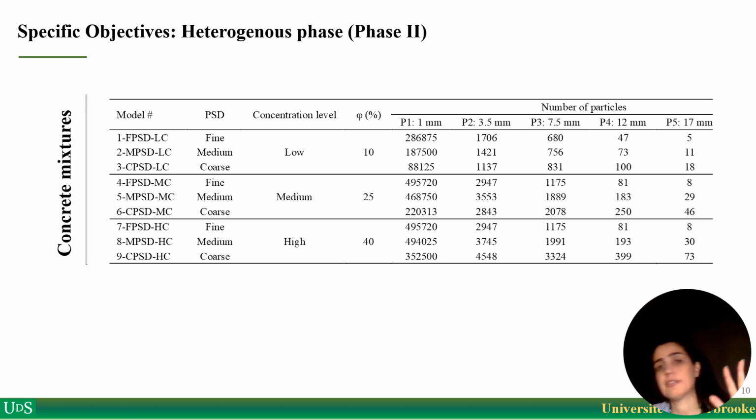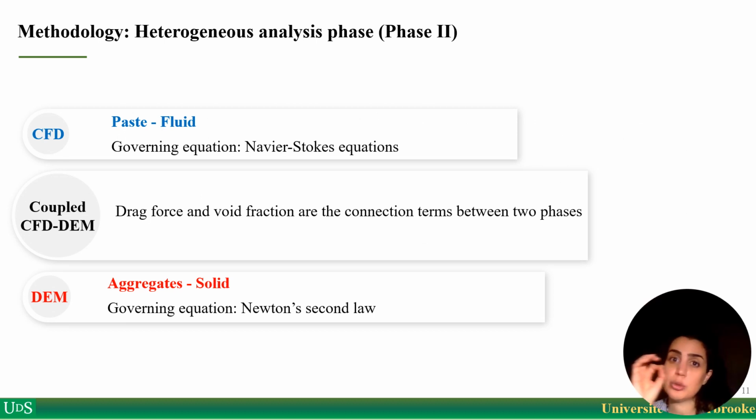So in general, we have 9 various concrete mixtures. Also, in order to investigate the effect of mortar phase and aggregate phase at the same time on the behavior of concrete pipe flow, we need to solve Navier-Stokes equations for the fluid phase or mortar phase, and at the same time we need to solve Newton's second law for the solid phase or aggregate phase. We use computational fluid dynamics to solve the Navier-Stokes equation. We use the discrete element method to solve Newton's second law, which can help us to predict the aggregates' motion.